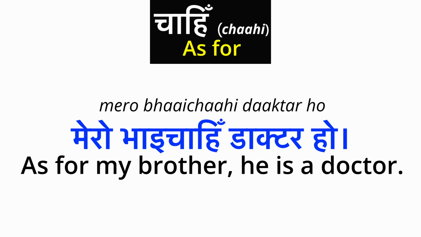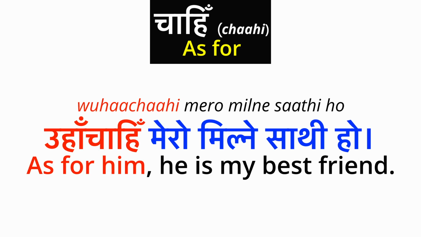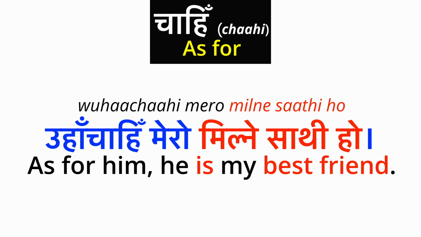Let's see another one example. वहाँ चाहिँ मेरो मिल्ने साथी हो. As for him, he is my best friend. When you are introducing a lot of people and you want to emphasize, as for him, he is my good friend, nice friend, you can use this sentence.